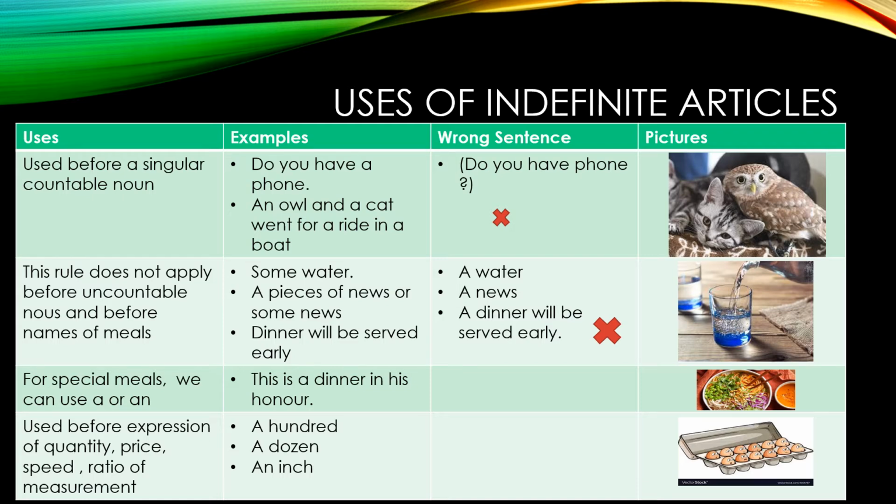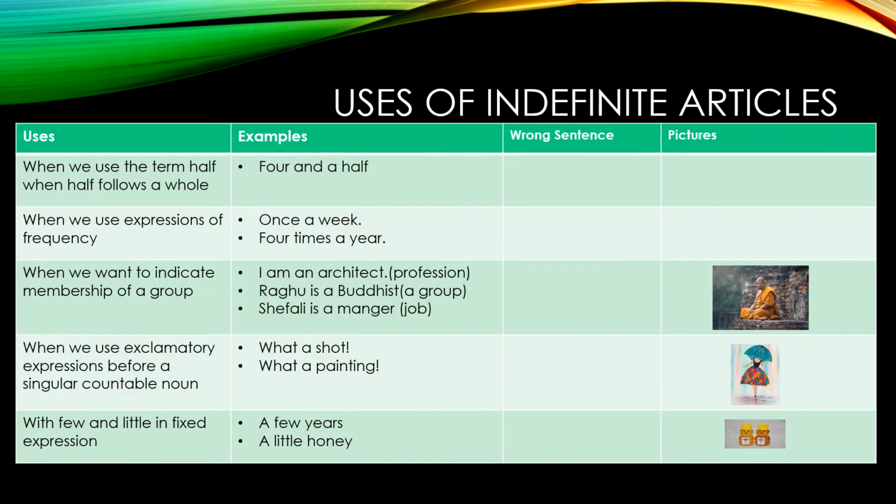Indefinite articles are also used before expressions of quantity, price, speed, and ratio of measurement. For example, a hundred, a dozen, an inch. We use the term half when half follows a whole. For example, four and a half. We also use indefinite articles in expressions of frequency. For example, once a week, four times a year.